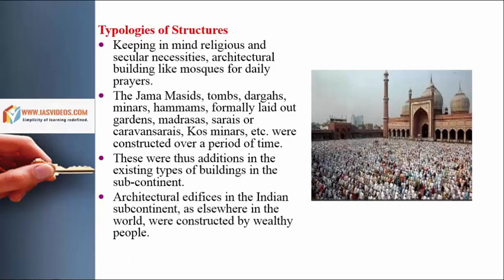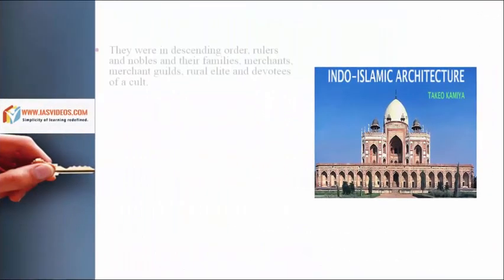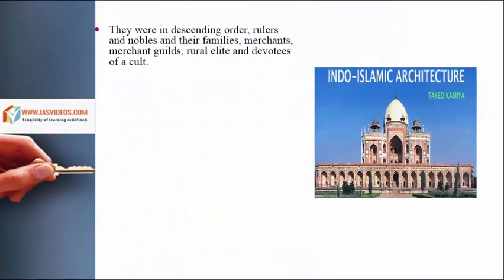Architectural edifices in the Indian subcontinent or elsewhere in the world were constructed by wealthy people. They were, in descending order: rulers and nobles and their family, merchants, merchant guilds, rural elite and devotees of a cult.